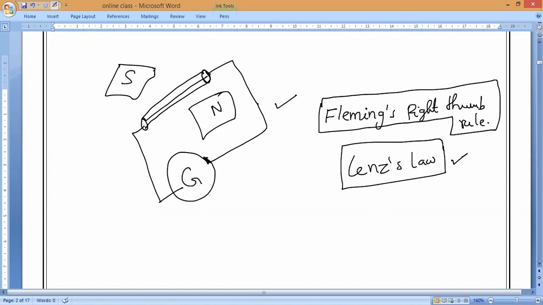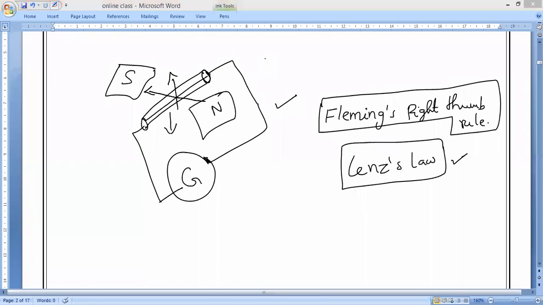Yesterday I showed you how this experiment works. Yes or no, guys? Please respond. Either the conductor is moving downwards or the conductor is moving upwards, then the magnetic force is acting like this always. Based upon that, if we adjust two fingers, the remaining finger will indicate the induced current. Yes or no? That is what we studied in the last class. The same way, we can find the direction of induced current with the help of Fleming's right hand thumb rule.